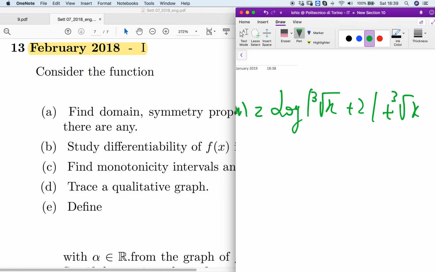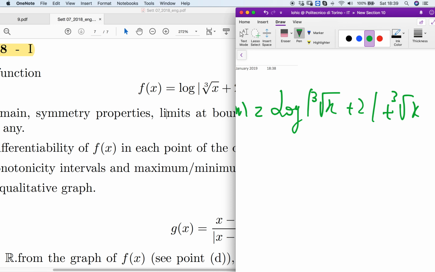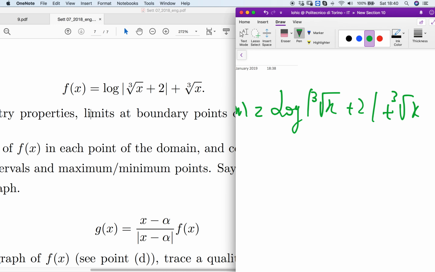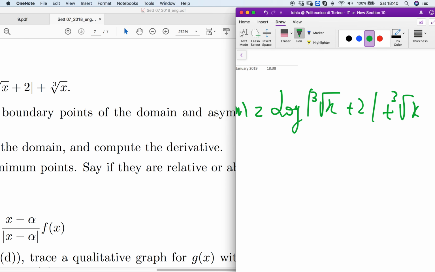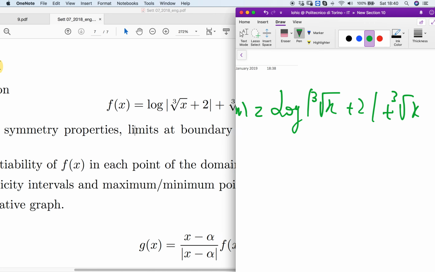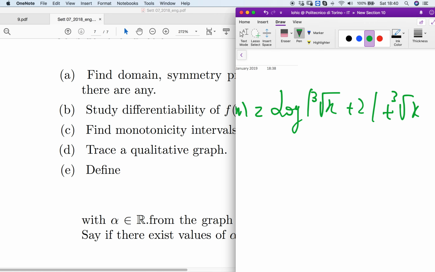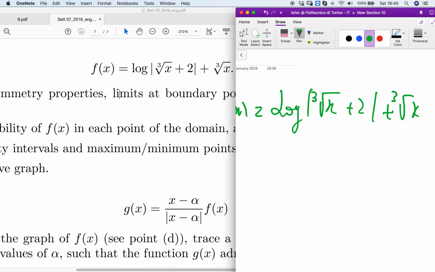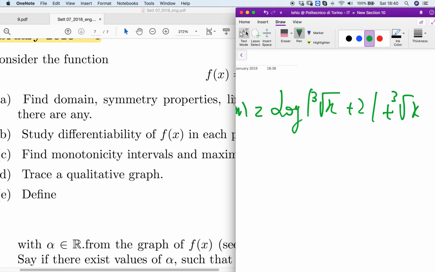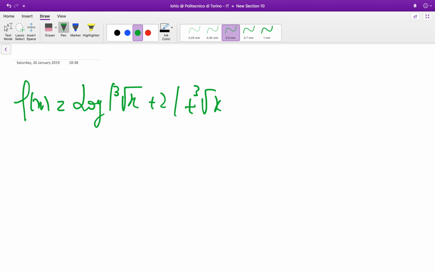As usual, the first question is find the domain, symmetry properties, limits, the boundary points of the domain, and the asymptotes if you have some asymptotes. So let's go first and try to find the domain of the function.